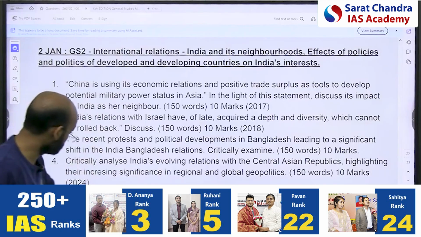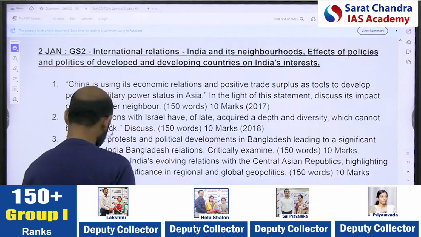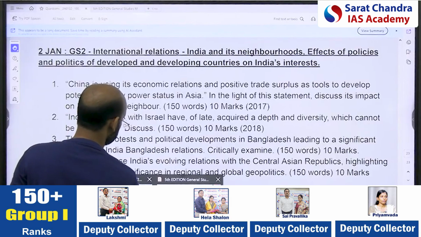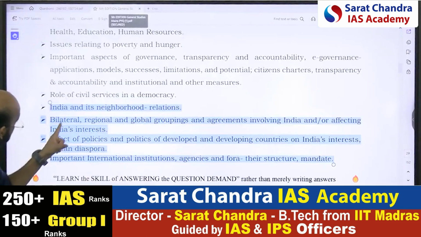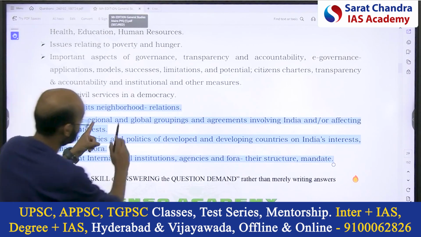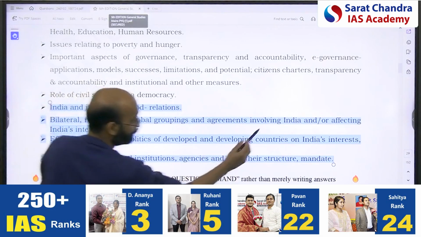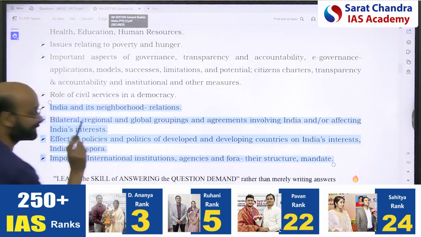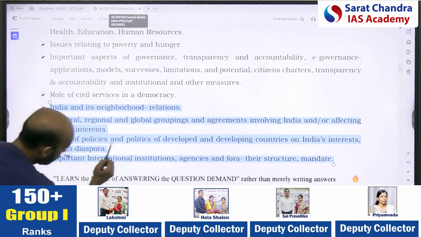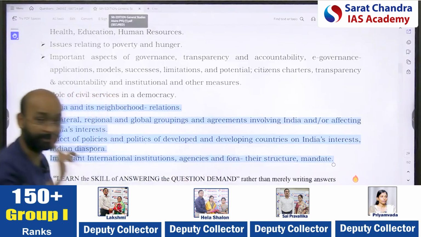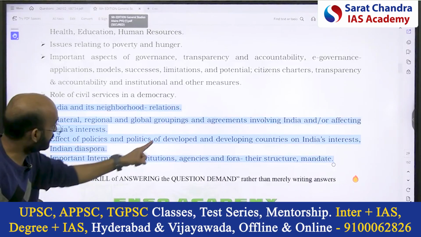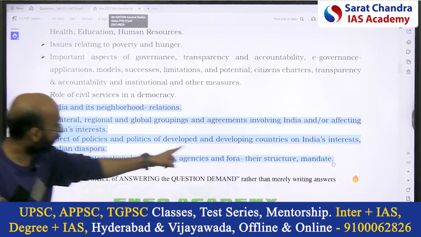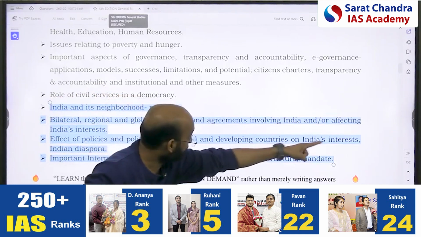Right? Because if you see the syllabus, what exactly they have mentioned in the syllabus is that what they are asking: India and neighborhood relations. Second, bilateral, regional, we'll cover this part in the next segment, but involving India and affecting India's interest. Then effect of policies and politics of developed and developing countries. In the first question, politics of whom is involved? China's politics is involved, right? Effect of China's politics, which is a developed or developing country now, on India's interest.